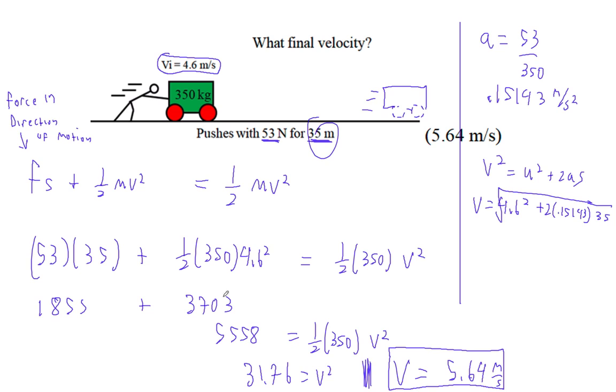And by the way, we ought to be able to make this expression look like this expression. I'll leave that for the really smart kids. 4.6 squared plus 2 times the number I just got times, was it 35? Oh, lo and behold, I get the same exact number, 5.64. So in this case, really energy is not super much easier. I don't know. I don't have to think as hard to do this. Maybe that's worth something.